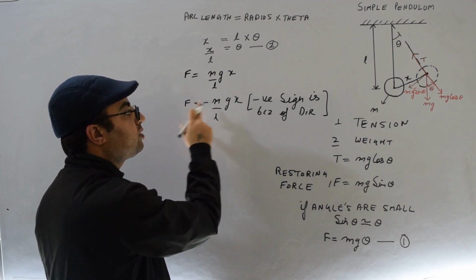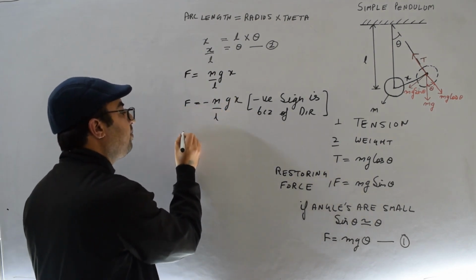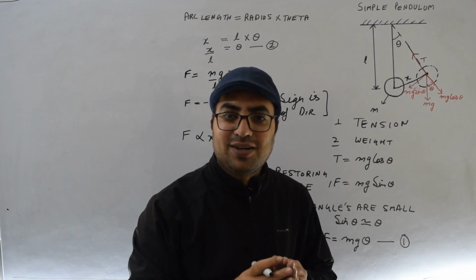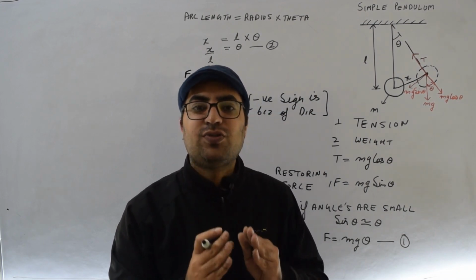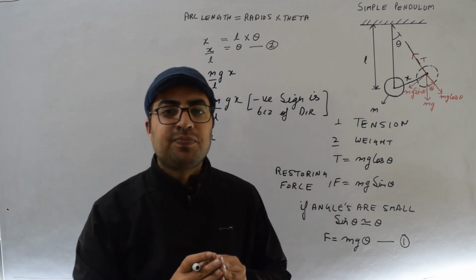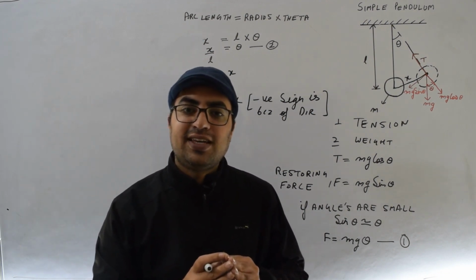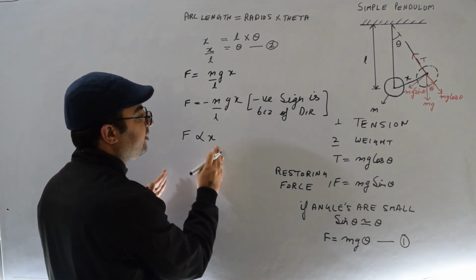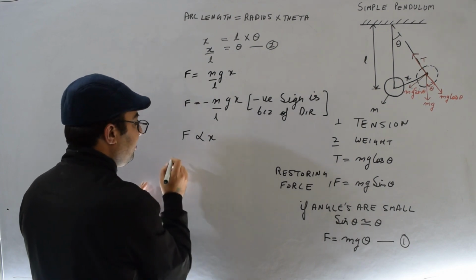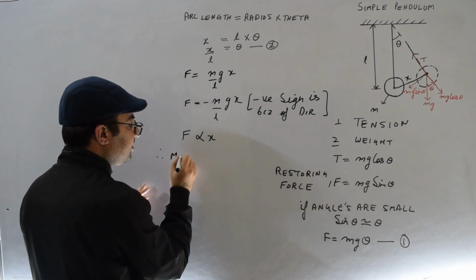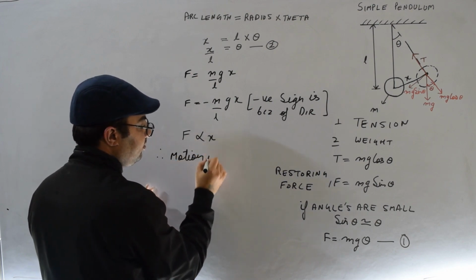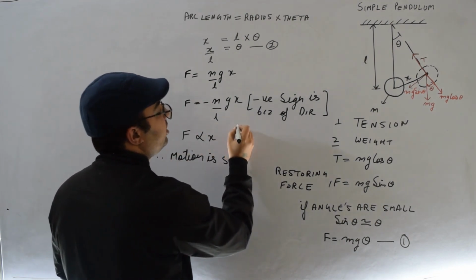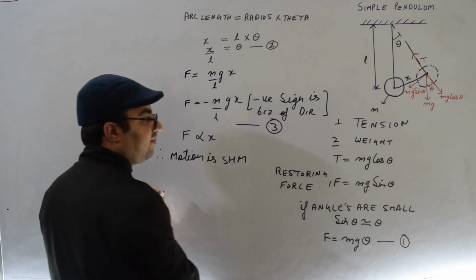So it means restoring force is directly proportional to the single power of the displacement, and it's the very basic definition of SHM. What is simple harmonic motion? Whenever the restoring force is proportional to the single power of the displacement, we can say our motion is SHM. So as force is directly proportional to the single power of the displacement, we can say that the motion is SHM. Right? Let me mark this equation as equation number 3.